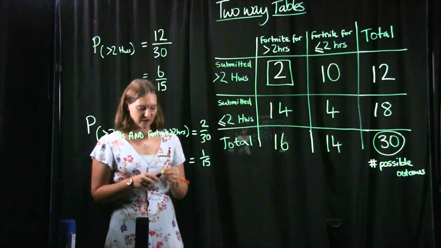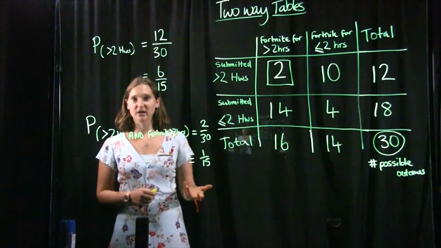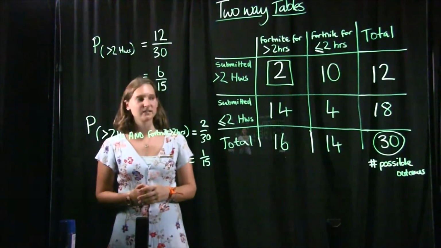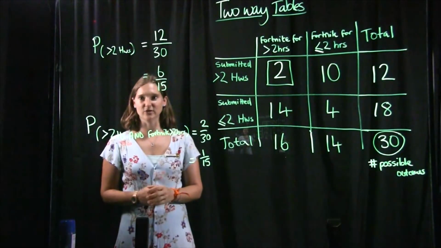So these tables are very useful in displaying your data, and you can write conclusions for this data based on your probability calculations and the amount of detail you've been able to spread this data into your two-way table.